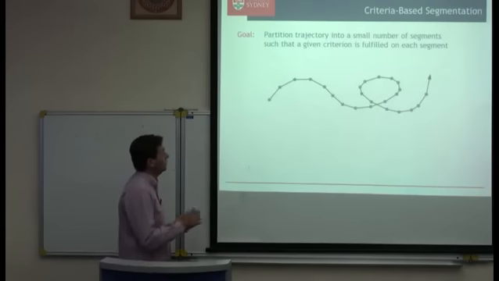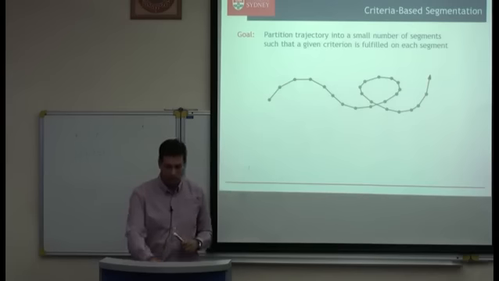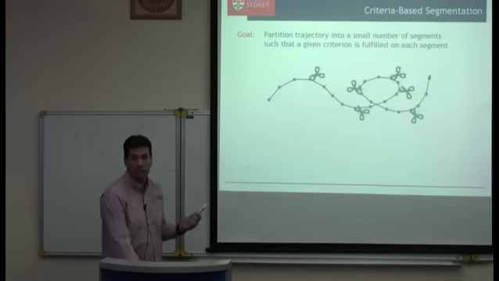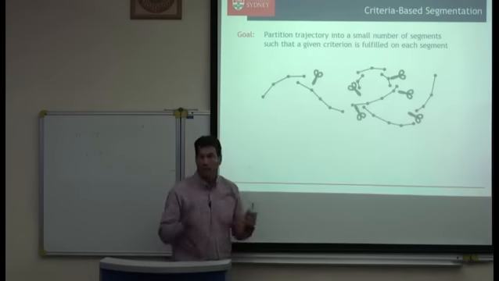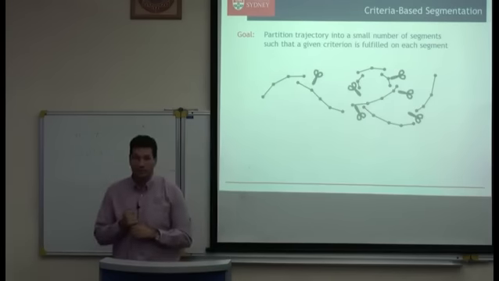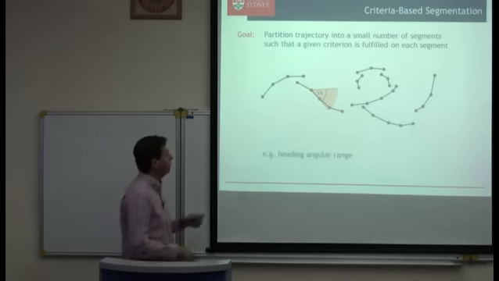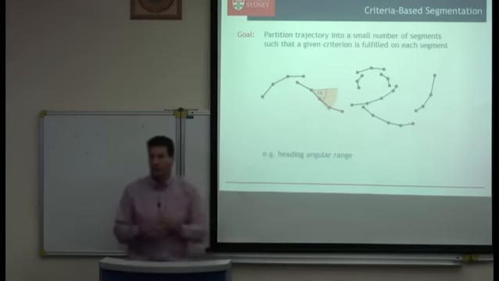Okay, so partition a trajectory into a small number of segments such that the given criterion is fulfilled on each segment. So you just cut, and you get a few pieces, and for each piece it has to fulfill the criterion. Here, for example, it could be that for each segment you have a bound on the heading.